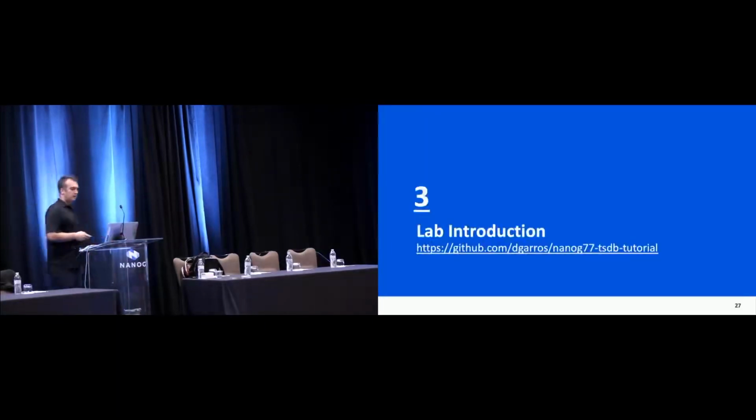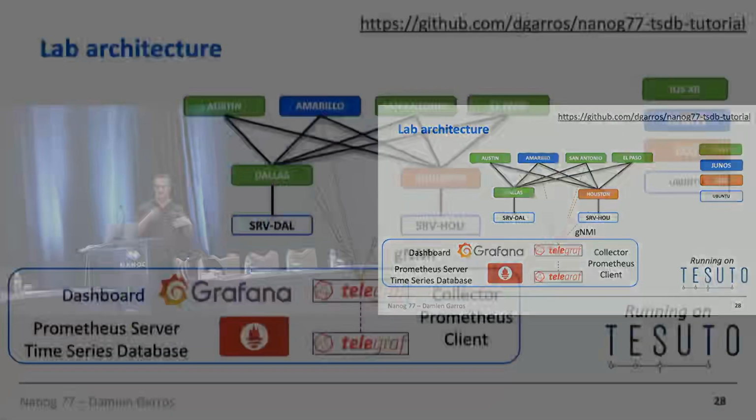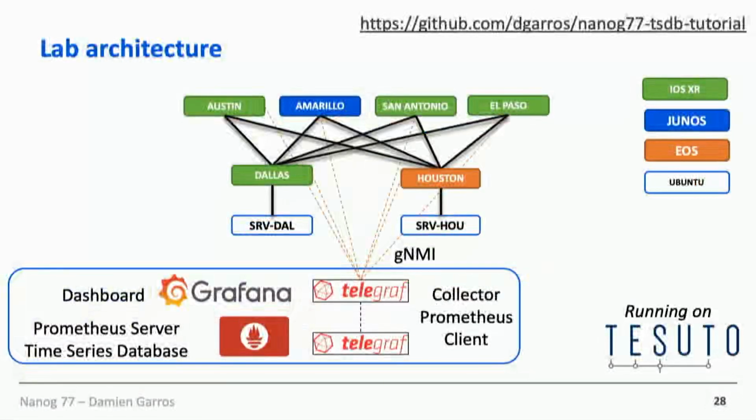I created this lab based on 6 different devices, 3 different NOSes: IOS XR, Junos, EOS. It's a basic spine-leaf topology with 4 spines, 2 leaves, and a couple of servers to generate some traffic. We will have a server where we install the time series database and the visualization, and we'll install 1 Telegraf agent for every node. This Telegraf agent will use gNMI to connect to the device, query the information, and expose that to Prometheus. Again, we'll work through that.